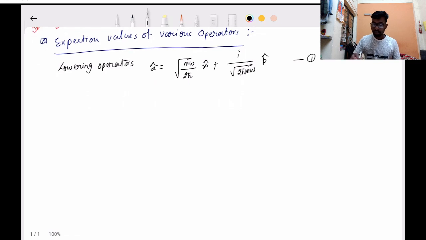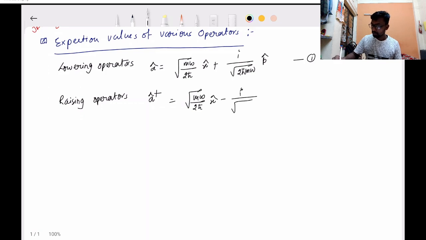Similarly for the raising operator, a cap dagger, it is very easy to remember: root under m omega upon 2 h cut, x cap, minus i upon root under 2 h cut m omega, p cap. This is equation number 2.